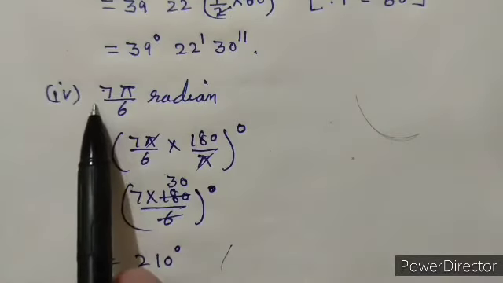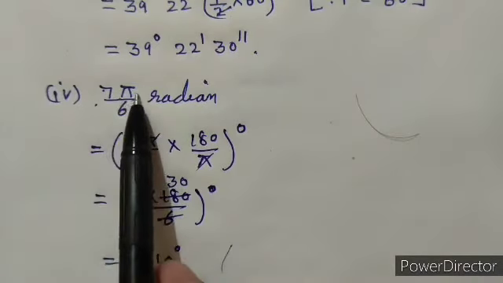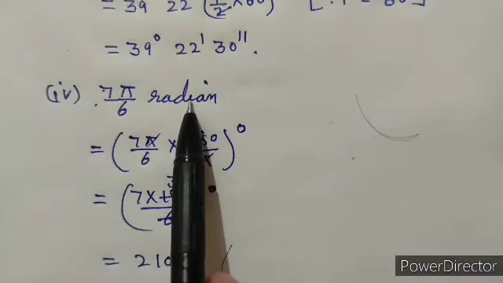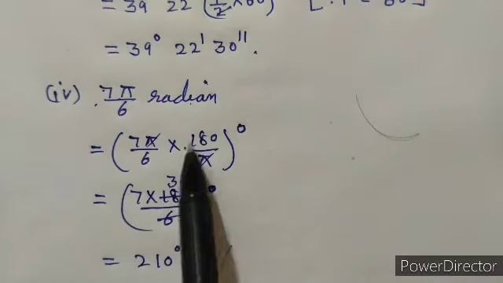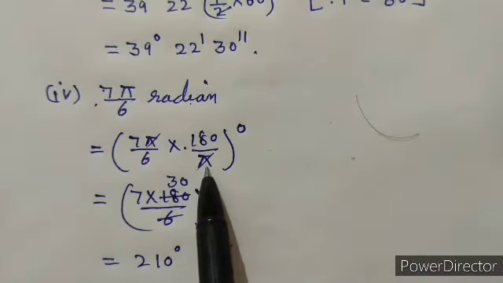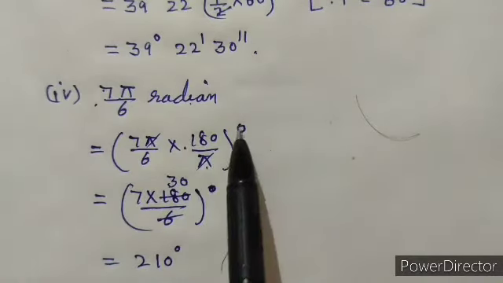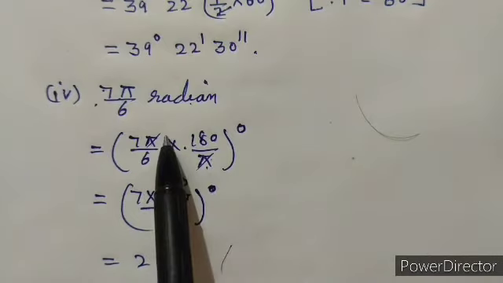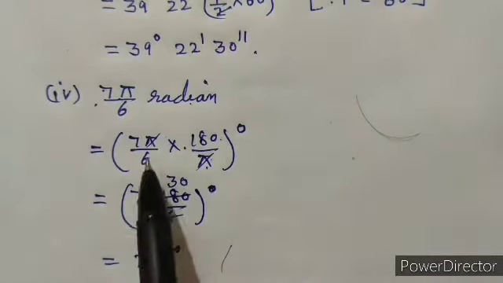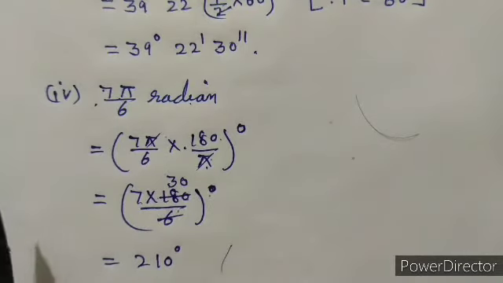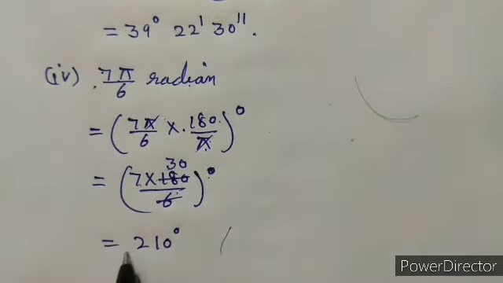Now in fourth part, we have to convert 7 pi by 6 radian in degree measure. So we will multiply 7 pi by 6 by 180 upon pi to convert it into degree measure. Now pi will cancel out with pi, and that will give us 7 into 180 upon 6 degree, which on solving will be equal to 210 degree.